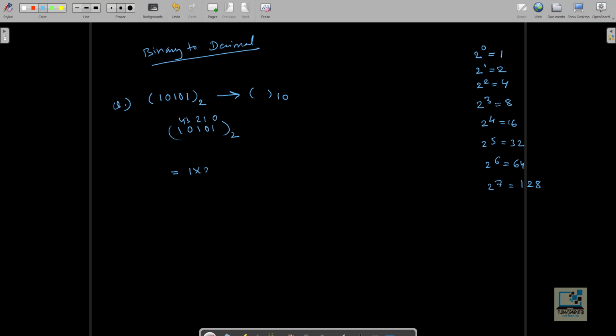So 1 into 2 to the power 4 plus, that is 0 into 2 to the power 3 plus, that is 1 into 2 to the power 2 plus, that is 0 into 2 to the power 1 plus, that is 1 into 2 to the power 0. Finally going ahead, 2 to the power 4 is 16, 0 into 2 to the power 3 will be 0, 2 to the power 2 will be 4, 0 into 2 to the power 1, that's 0, 2 to the power 0 is 1, so 1 into 1 is 1, and finally if you add it up, it's coming 21. So 21 base 10.